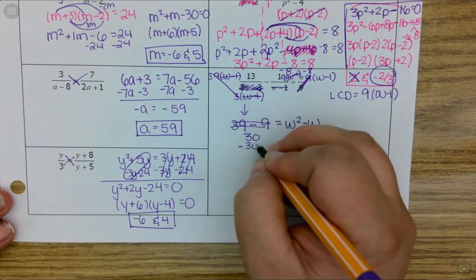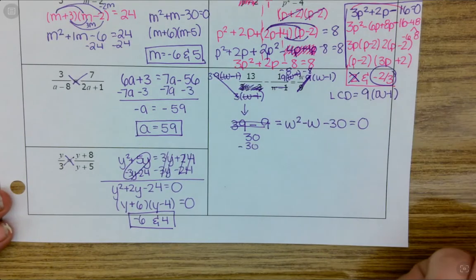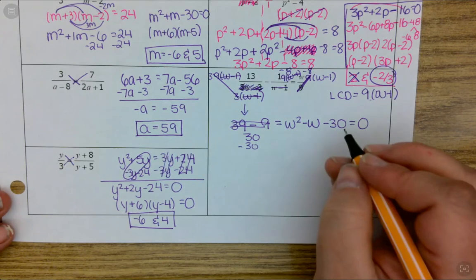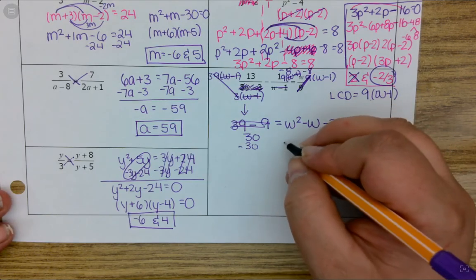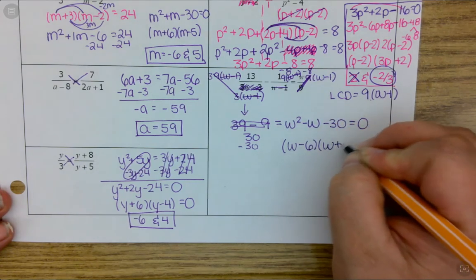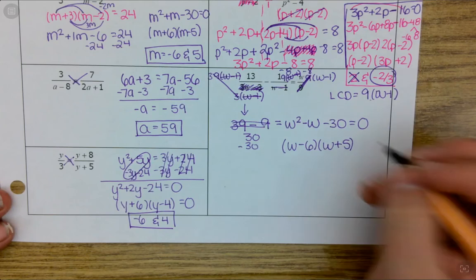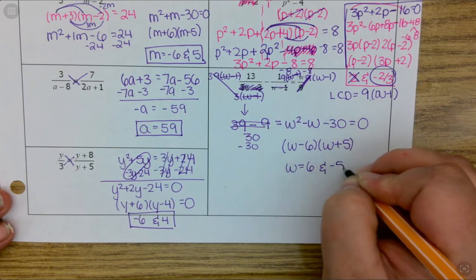And then I'm going to subtract that 30 over to the other side so that now it equals 0 and I can factor. Two numbers that multiply to -30 and add to -1. We did +1 earlier. It's -6 and +5. So my final answers are 6 and -5.